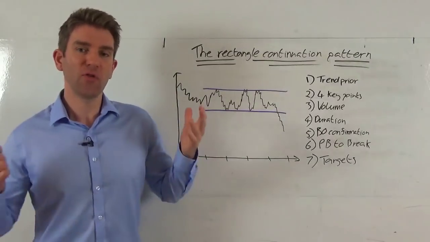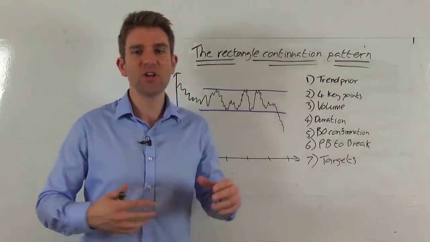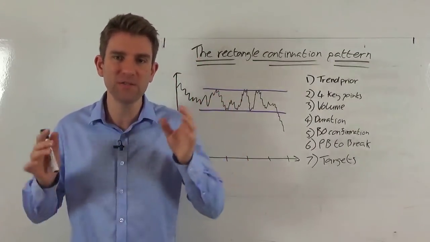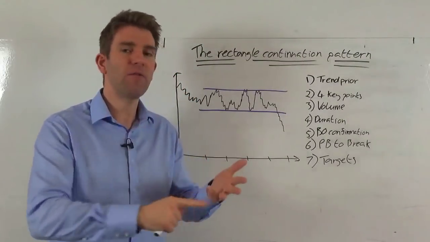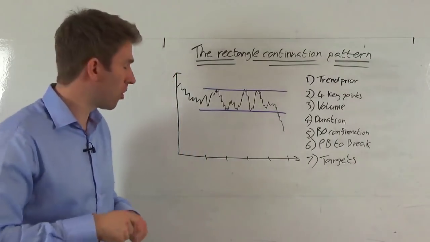Okay, so the rectangle continuation pattern, sometimes known as a trading range, sometimes known as consolidation, all sorts of different names and phrases for it. But let's look into what it is, how it's formed, what we can look out for, and most importantly, how we can trade it to make some profitable trades.